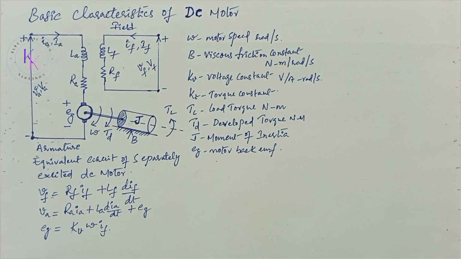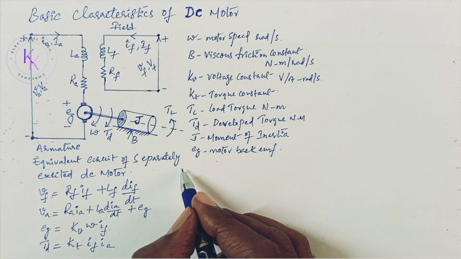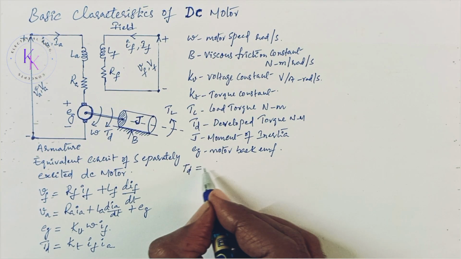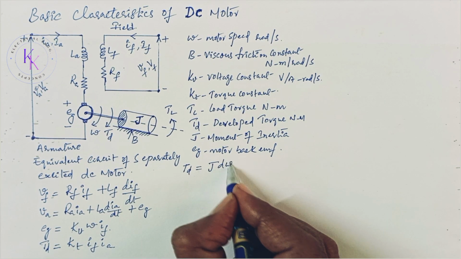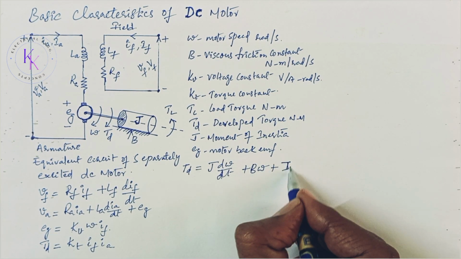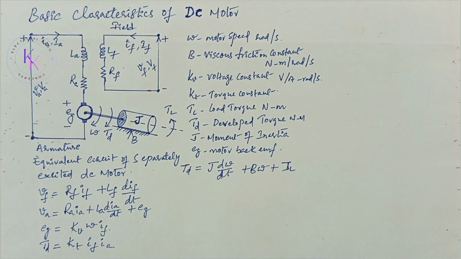The torque developed by the motor is given by TD equals KT IF IA, where kV is the voltage constant and KT is the torque constant. The developed torque TD must be equal to the load torque. Then TD equals J d omega by dt plus b omega plus TL. Usually torque is represented with tau, but here I'm just considering it as T. It's not standard notation.